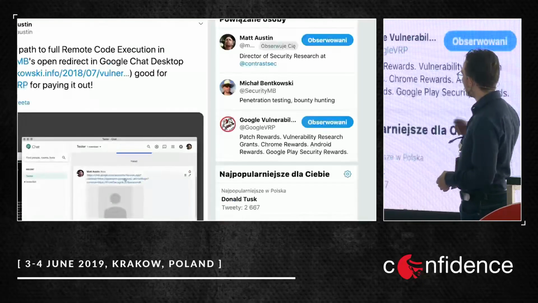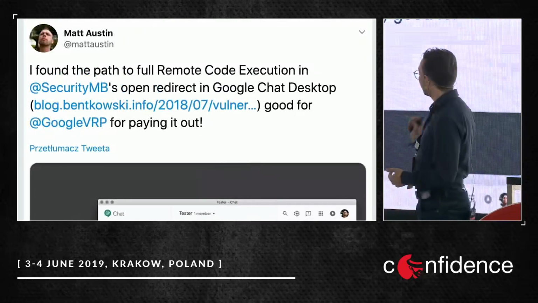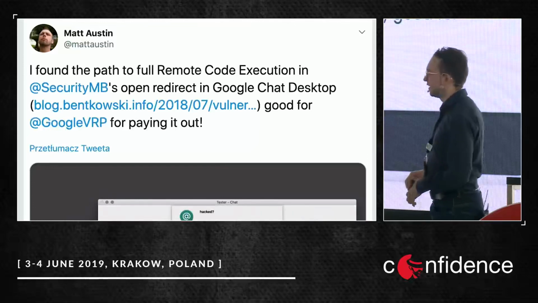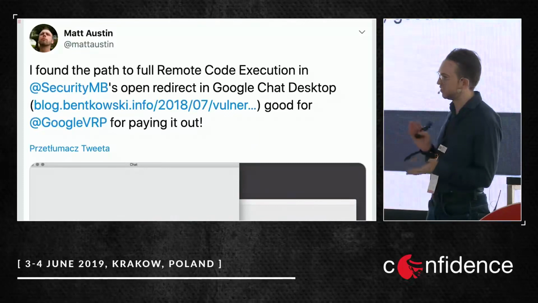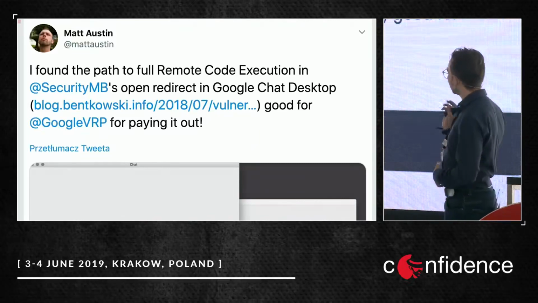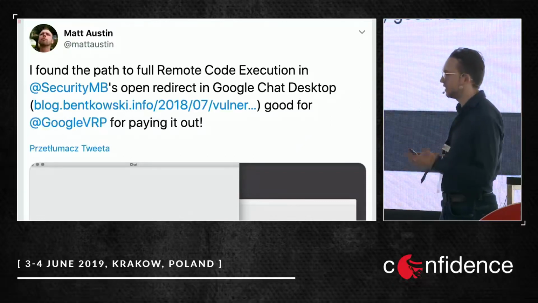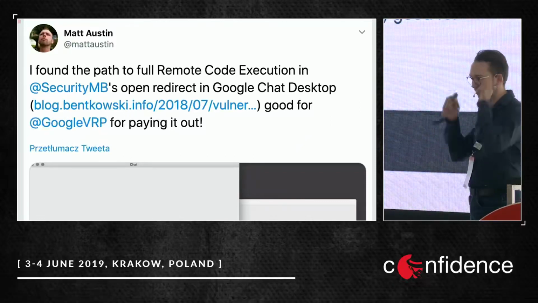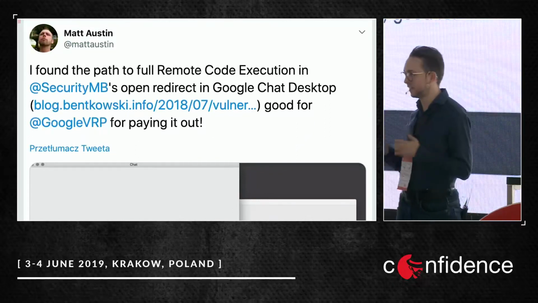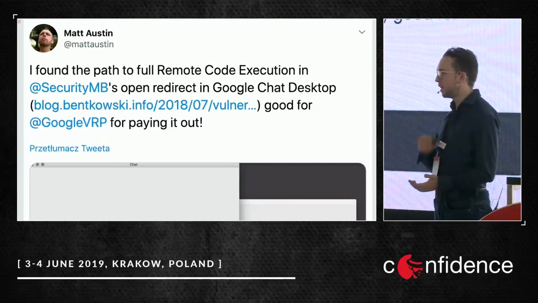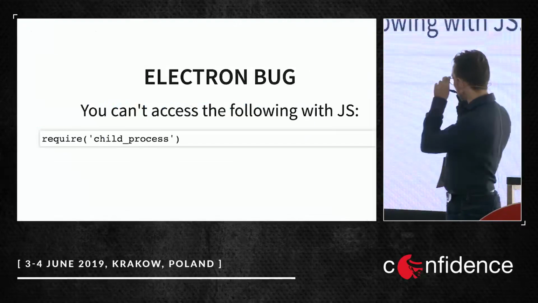However, sometime after publishing in my blog the information about this bug, another guy that is called Matt Austin, he has some amazing research on Electron applications and other technologies that work in a similar way. He tweeted that he found a path to full remote code execution in that Google Hangouts chat application. And what was interesting is that he didn't find a security issue in Hangouts chat. He actually found a security issue in Electron itself. So what was the issue?